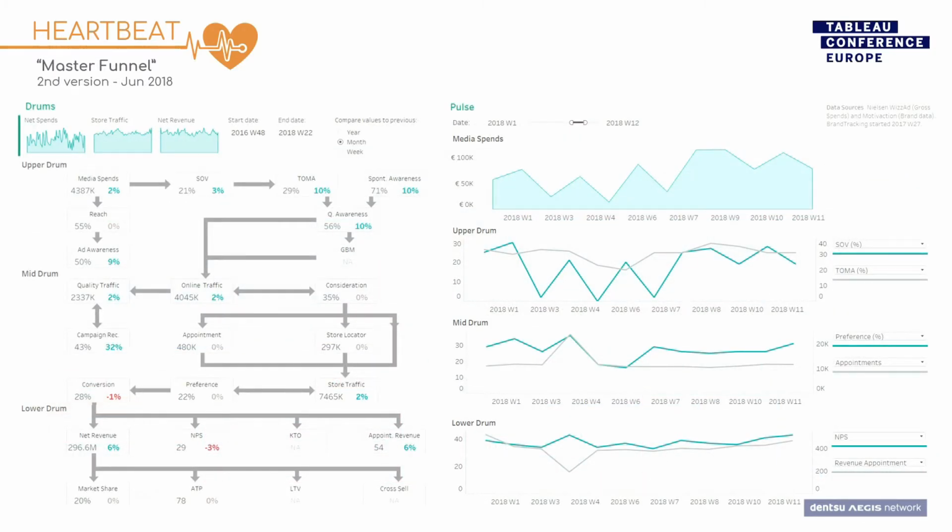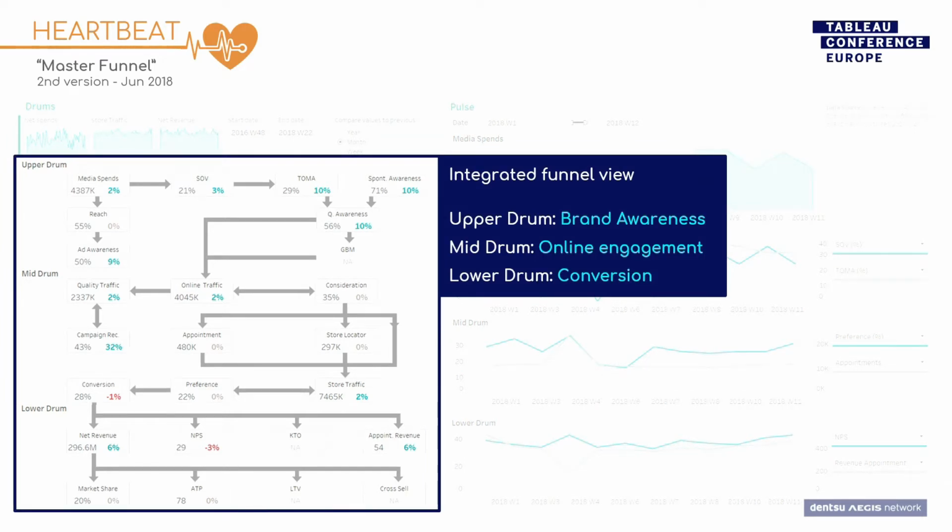The second version, you might recognize from an earlier slide. This was the master funnel version. In this version, it was already quite improved because we had that integrated funnel view. For example, on the same page, we had the upper drum with brand awareness. Brand awareness, remember, was the only thing that we had at the beginning, but we also had the mid drum that was basically online engagement, and the lower drum that was based on conversion. So we had a lot of KPIs for brand awareness, online engagement, and conversion, all in that same view, and all related with those arrows to see that trickle-down effect of how those KPIs were influencing one another.